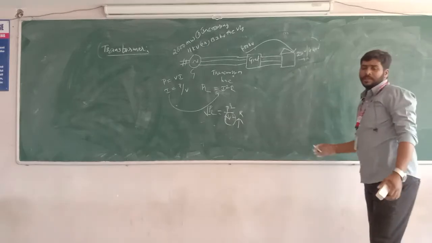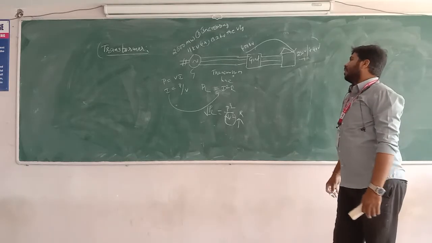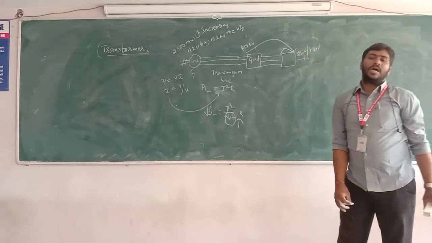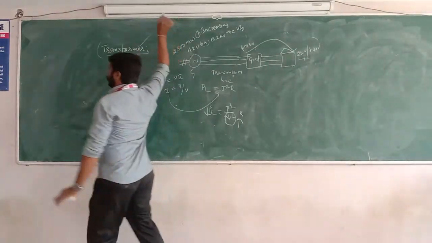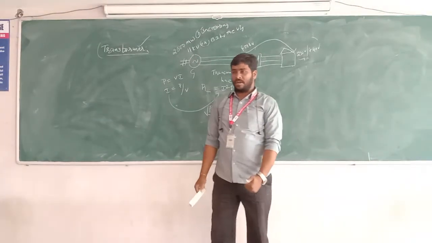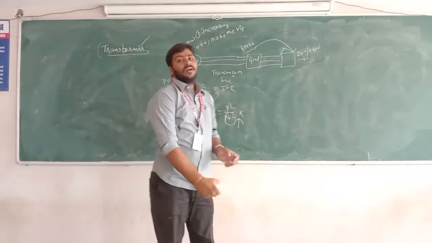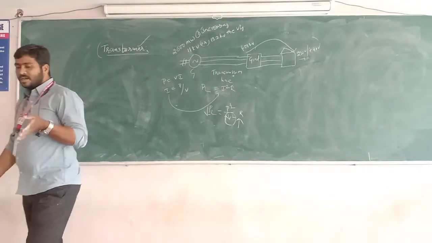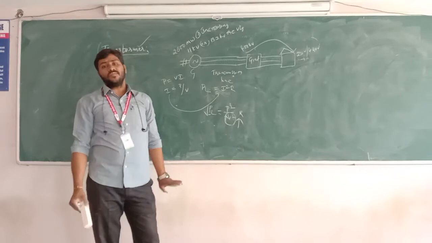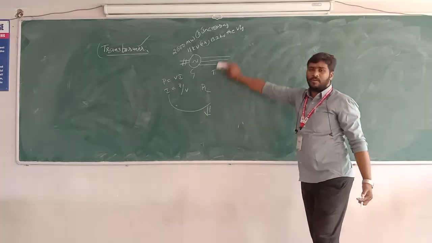Next, at the consumer end, we need to decrease the voltage. So in order to increase and decrease the voltage, we need some equipment, and that electrical equipment is called a transformer. That is the actual need of the transformer. The function of the transformer is to increase or decrease voltage levels; simply, we can step up or step down the voltages. That is the importance of the transformer. Now we are going to see the symbol of the transformer, the principle, operation and functions.